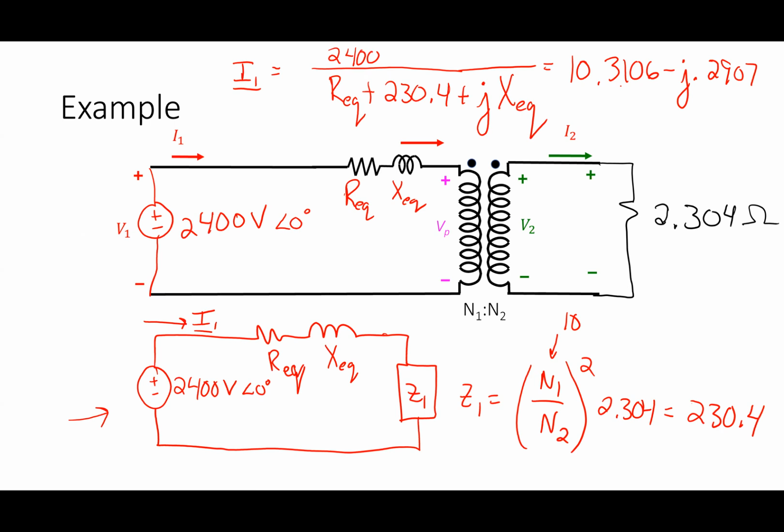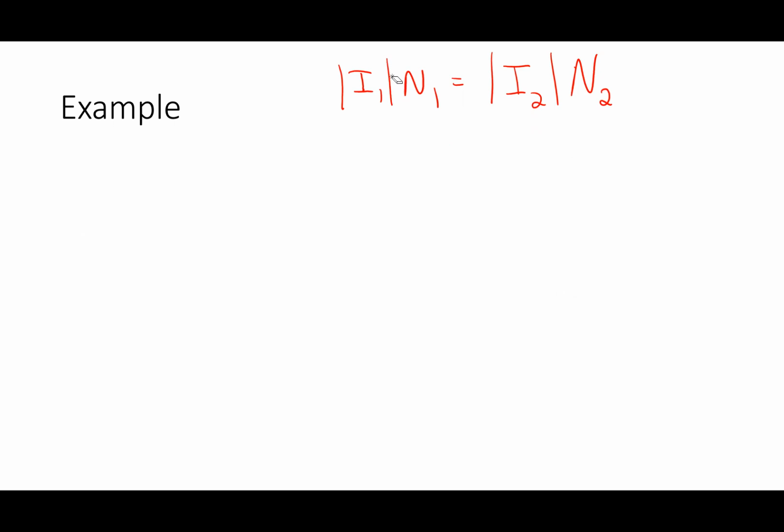What do I know about this case? There's a current going into the dot. So what about the other side? It's current out of the dot. So I don't need to worry about the signs. In other words, they're going to have the same phase. That tells me I2 is basically going to be I1, in terms of my phasors, times N2 over N1.